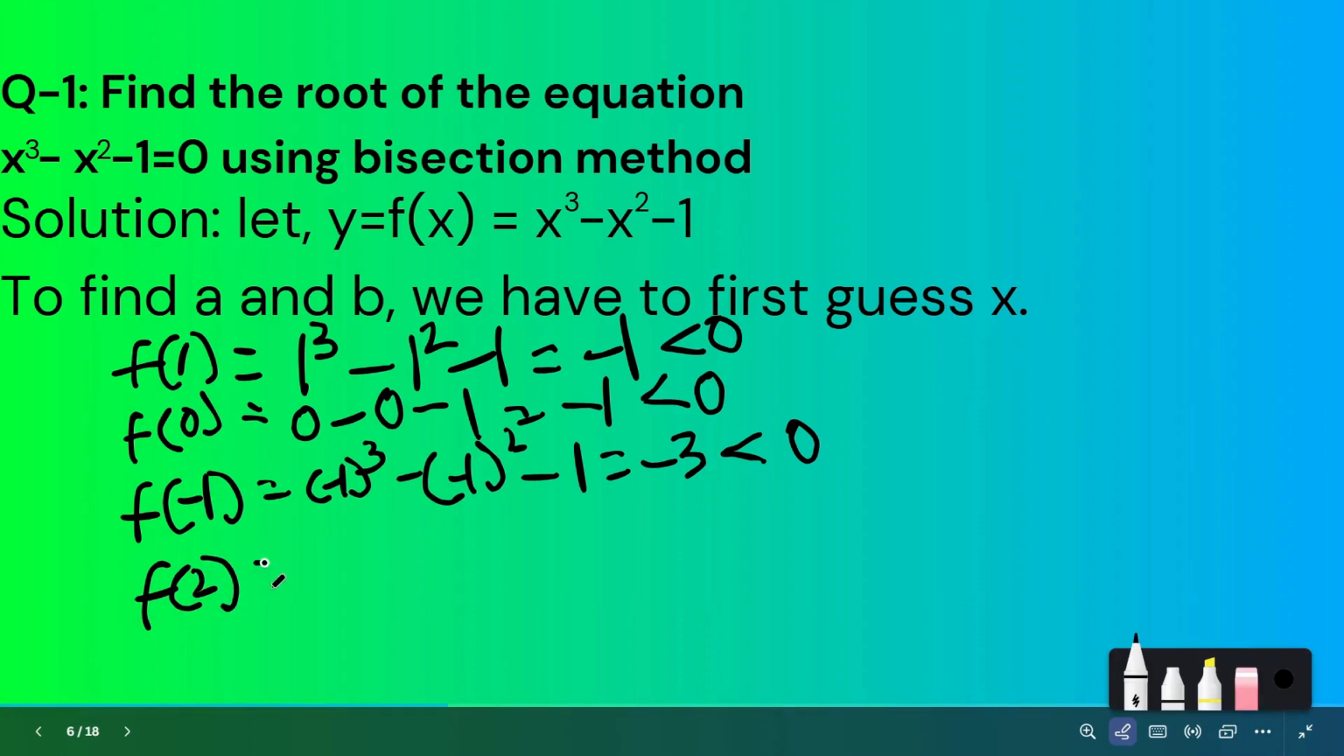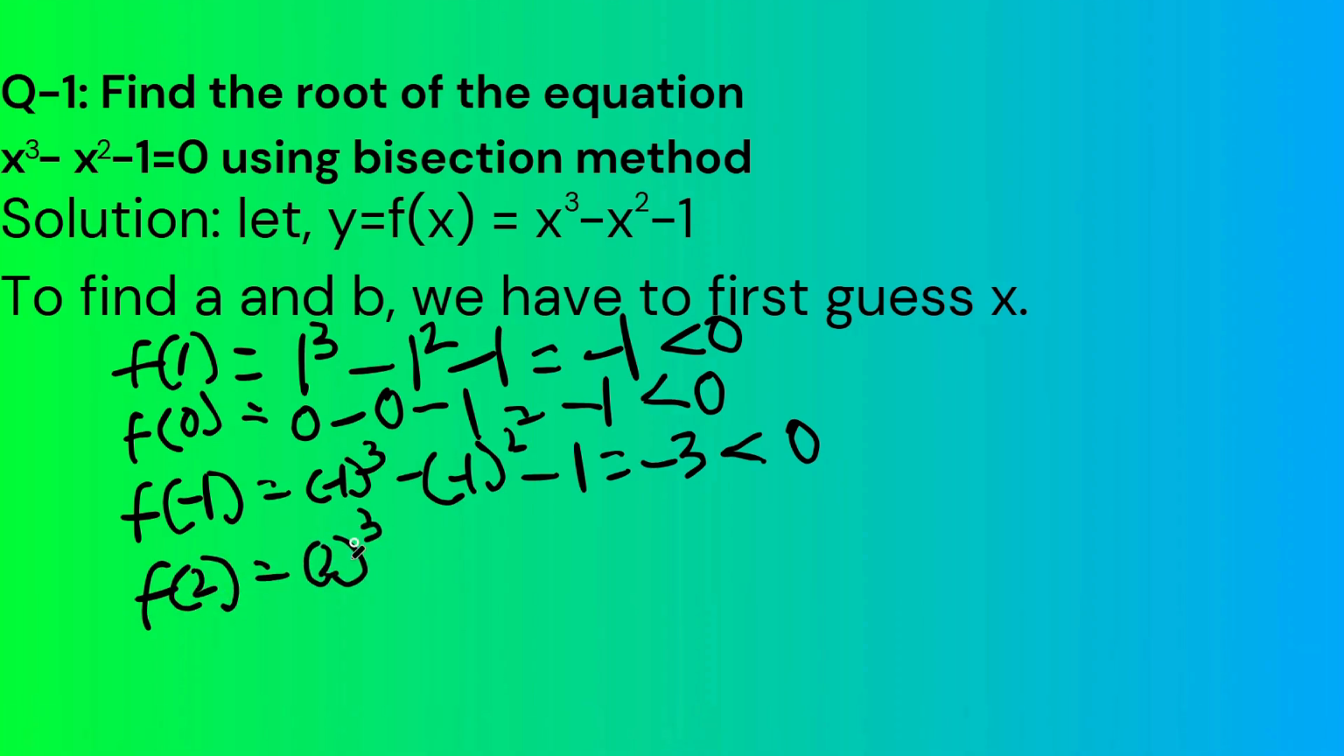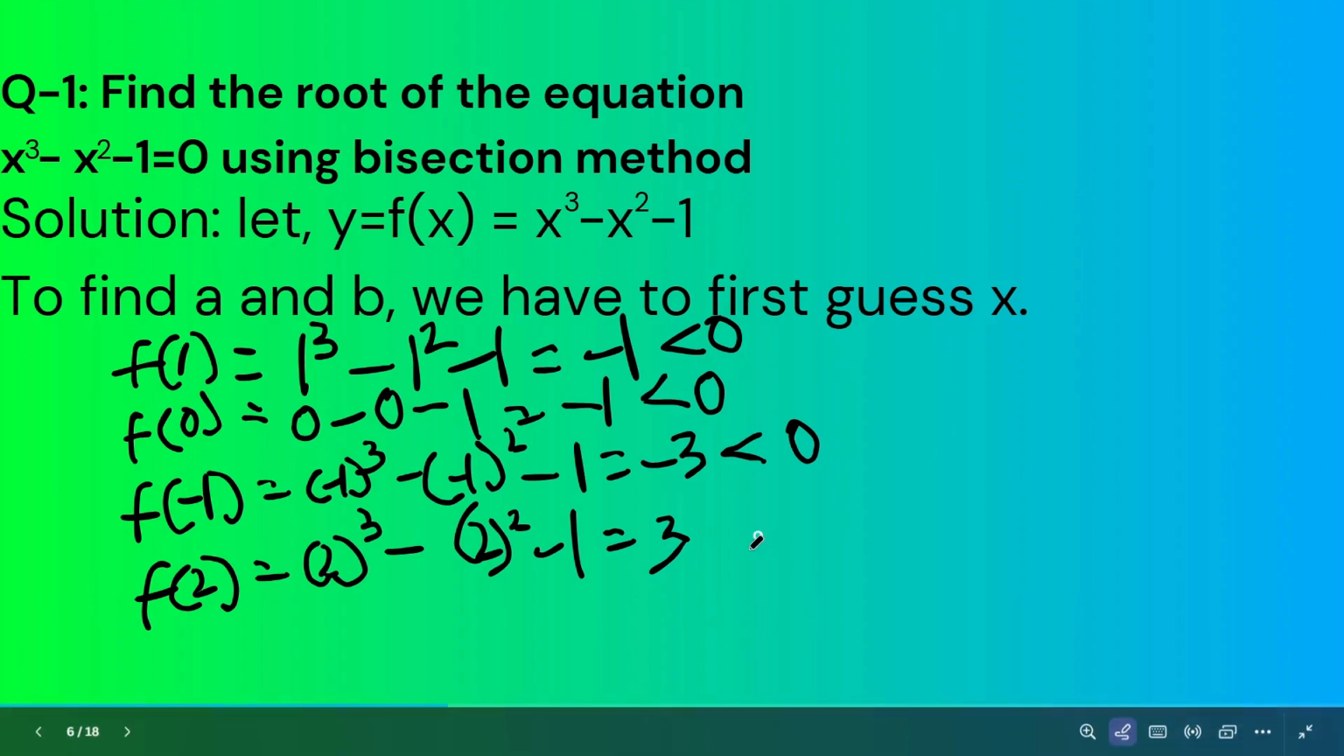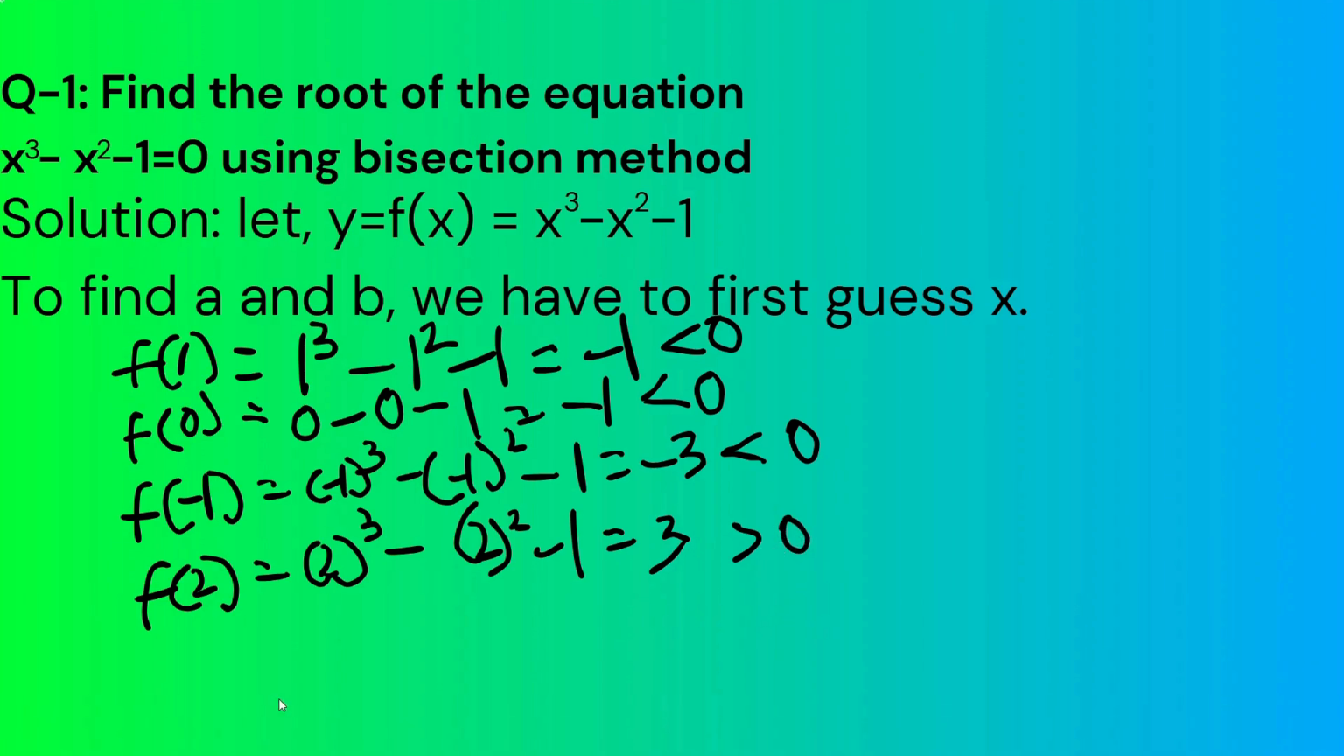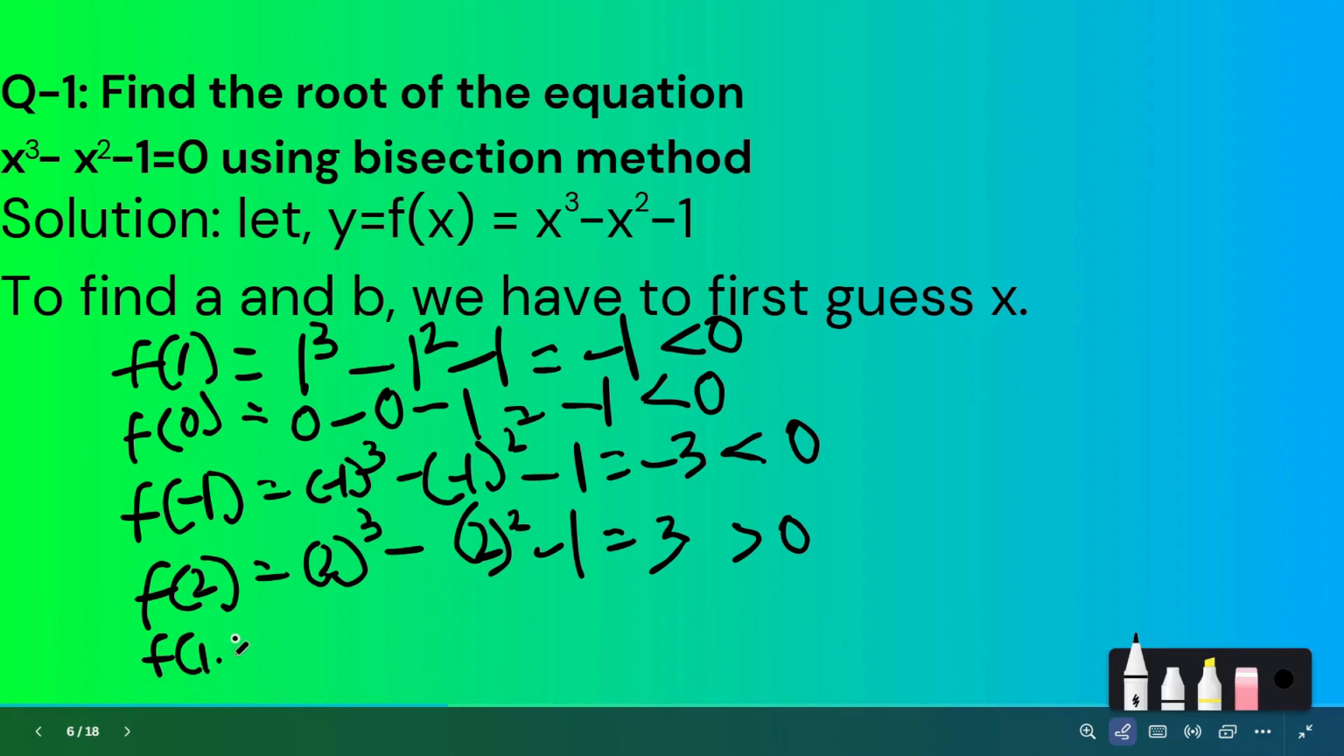And the next one, f(2). Very simple: 2 cubed minus 2 squared minus 1. The answer is 3, which is bigger than 0. So how about f(1.5)?